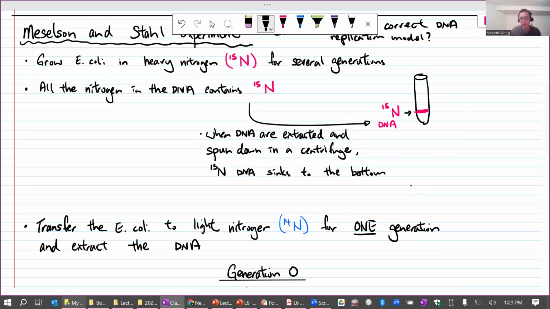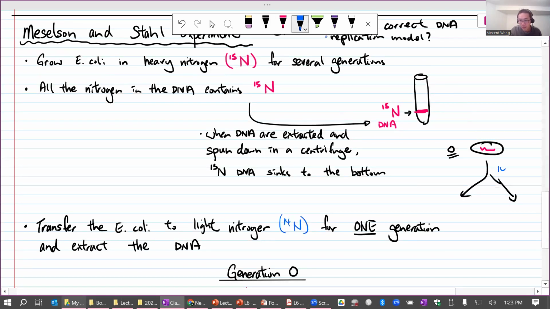Okay? So look, you have a bacteria here with the DNA in it. That is generation 0. And then when it's split, you give them N14 only. So when you get to generation 1, this is generation 1.